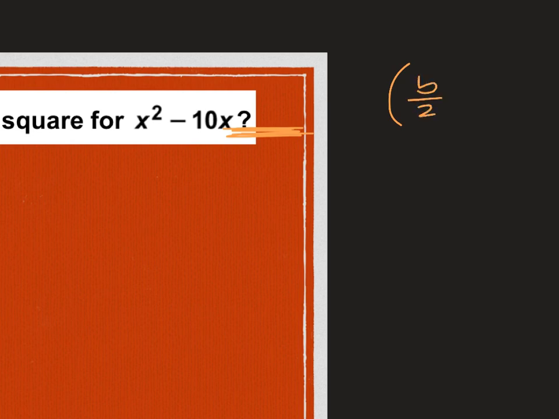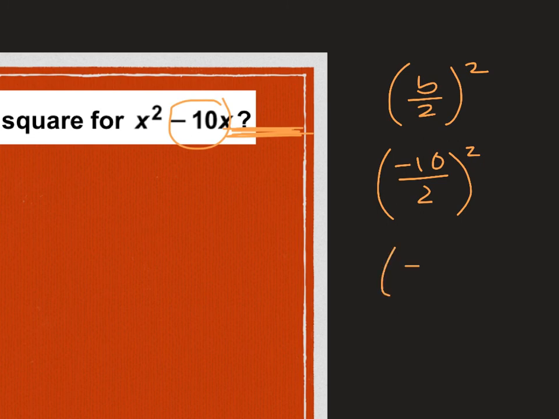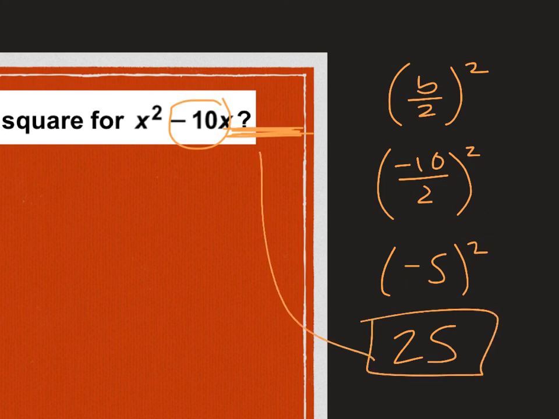b over 2 squared. So what's our b here? Negative 10. So we have negative 10 over 2 squared. What is negative 10 over 2? How can we simplify? Negative 5 squared. And what's negative 5 squared? Awesome. Negative 5 times negative 5 is positive 25. So 25 completes the square there.